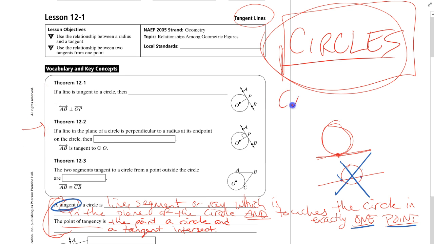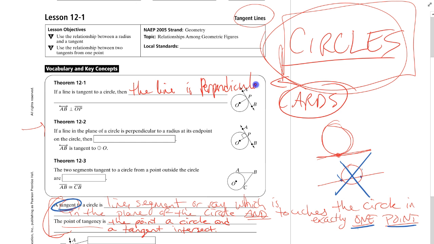Get out your cards. So here's your first card for chapter 12. If a line is tangent to a circle, then, here's the cool thing, the line is perpendicular. And do you know we have a symbol for perpendicular? It looks like this. I'll draw it in another color. Perpendicular is like a capital L, but with another L going the other way. So this is the sign for perpendicular.